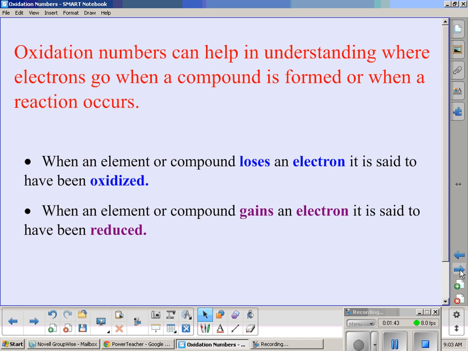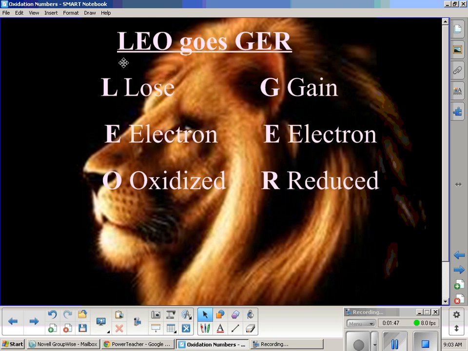So I have this little thing that might help you remember these. It's a silly little acronym. LEO, as in Leo the lion, Leo goes GER. So LEO, lose an electron, oxidized, and GER, you gain an electron, it's reduced. So quite often, if you just remember this silly little saying, it's going to help you to keep these straight because they can be confusing.